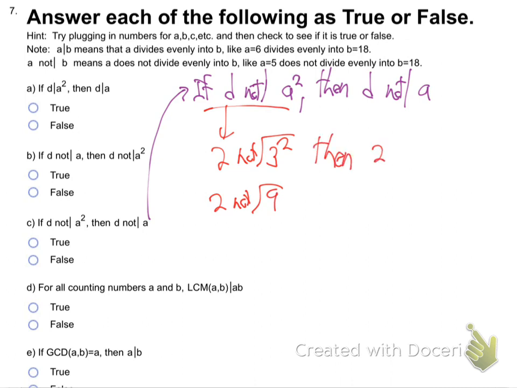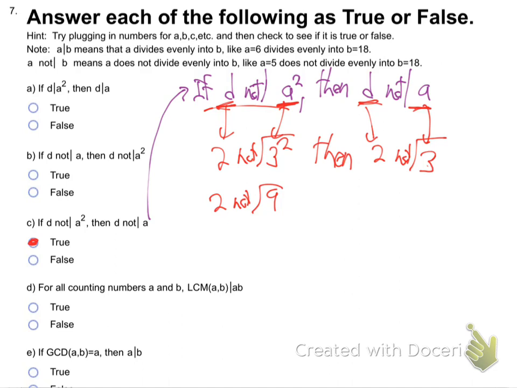Then 2 will not go into, oops, the number was 3, wasn't it? A was 3. A squared was 3 squared, so A is 3. Then 2 will not go into 3. Yeah, that's true. 2 does not go evenly into 3. This one is actually true. You could try it again and again to break it, and you'll find out that it always holds true. If D does not go into A squared, then it cannot go into A. There's no way it can go into A if it doesn't go into A squared.